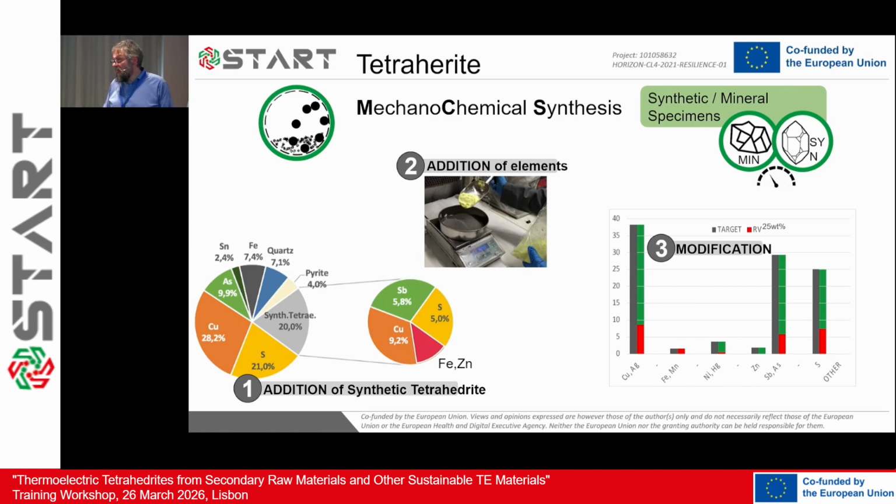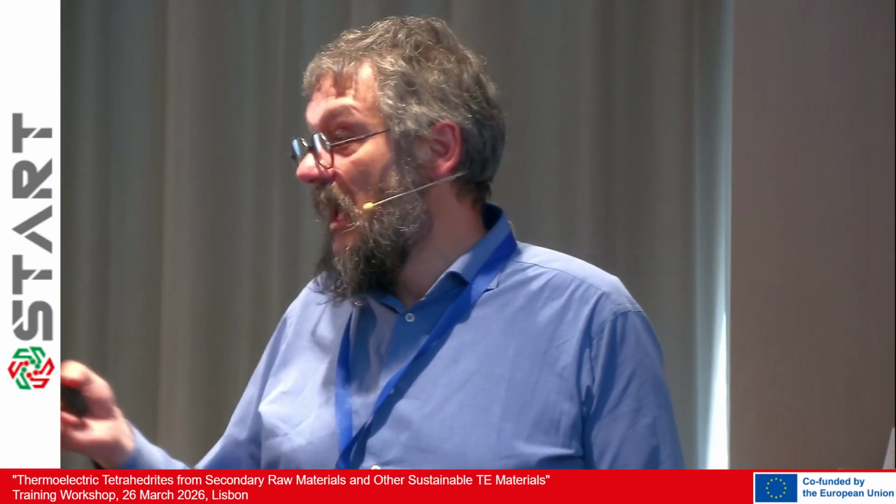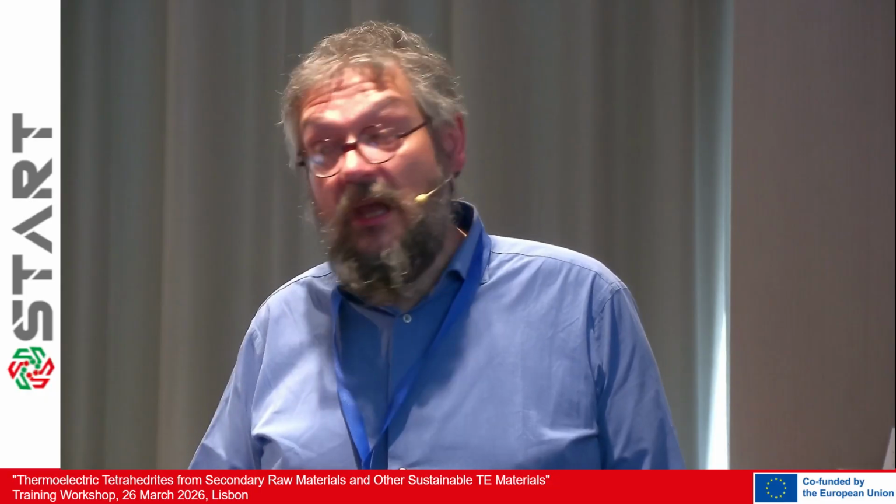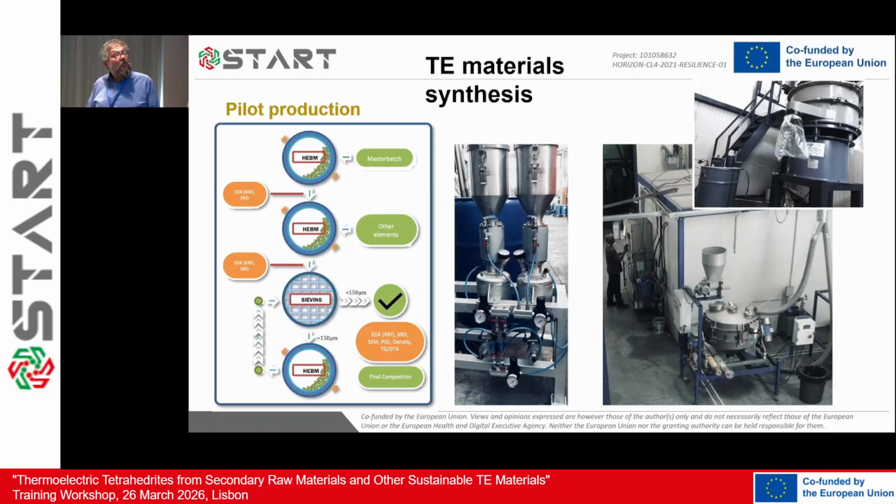We tested all of these, and looking into the overall processing, the performances, etc., we ended up using this approach for the final material production, which means that we have more than one step of ball milling. We have a formation of a master batch, which is the synthetic tetrahedrite. We can, of course, have a check of the properties, and if it is okay, we can proceed with the second step of ball milling, in which the mineral is introduced and mixed with the synthetic tetrahedrite.